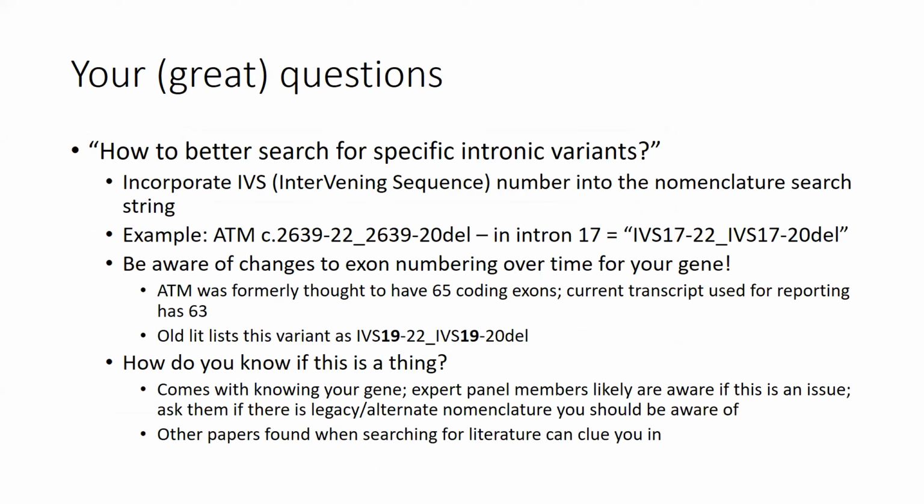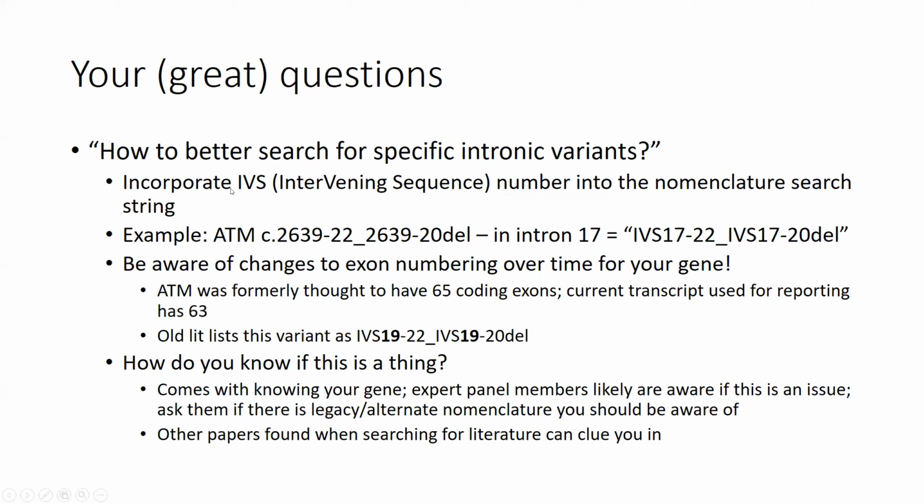All right, so those were all the things that I was thinking would be great to cover, but then all of you came up with some other questions that we also wanted to take a lot of time to talk through as well. Somebody had a question of how to better search for specific intron variants. Great question. So I think that incorporating the IVS number into the nomenclature search is helpful.